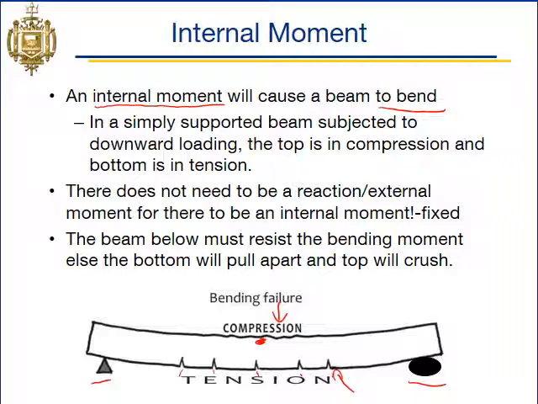So again, big point here, second bullet, there does not need to be a reaction or external moment for there to be an internal moment, right? It does not need to be an external one for there to be an internal one. And this example here shows you that we get bending and an internal moment without an applied moment.